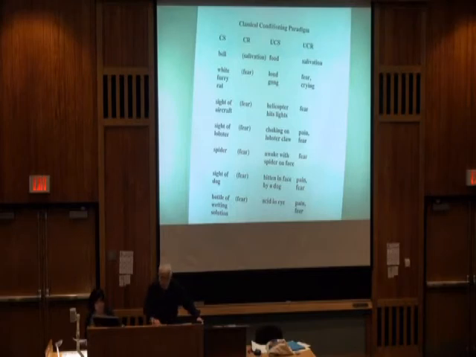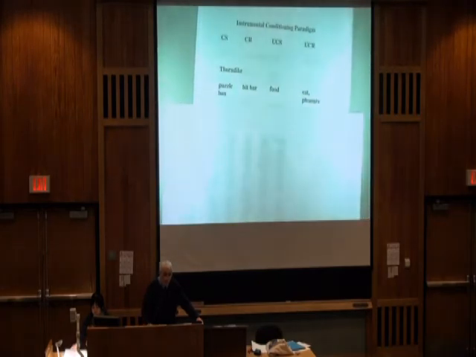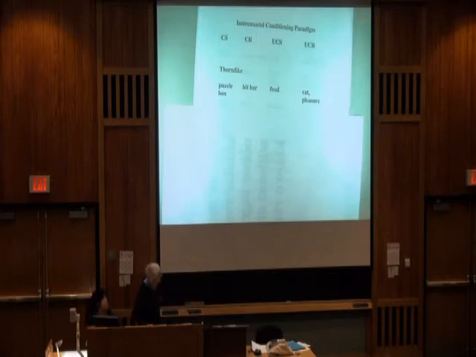A little kitty cat is in a puzzle box, and he happens to hit a little bar, and down comes a nice piece of food, and he's hungry, he eats it. He learns to press the bar to get food. This is called instrumental conditioning. It is the basis of our life. We all use this every day of our lives. We work to get money, that's instrumental conditioning. We study to get grades, that's instrumental conditioning. This is the basis of life.